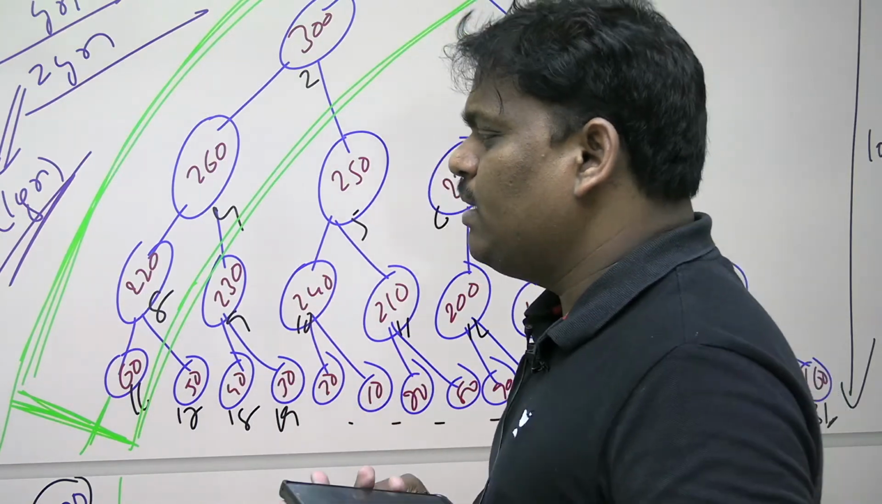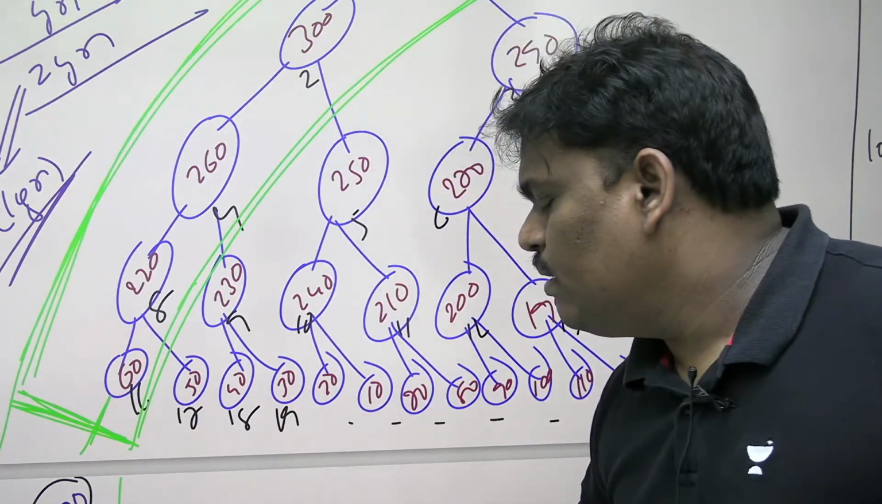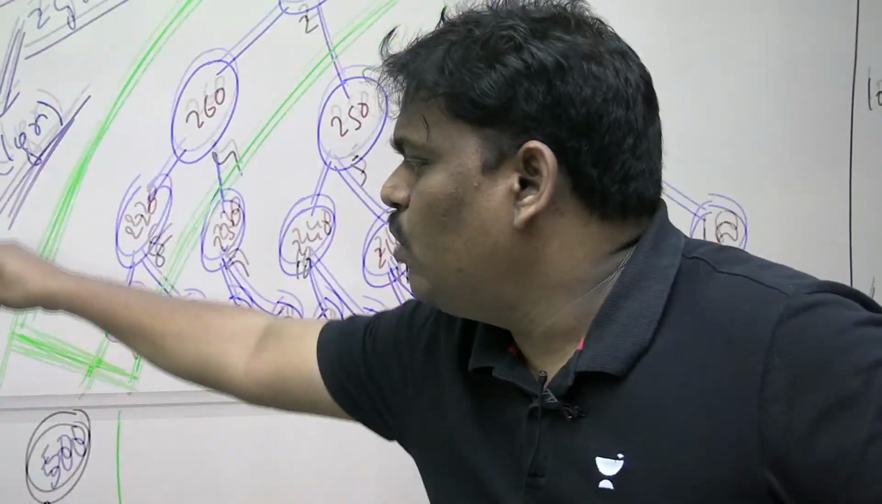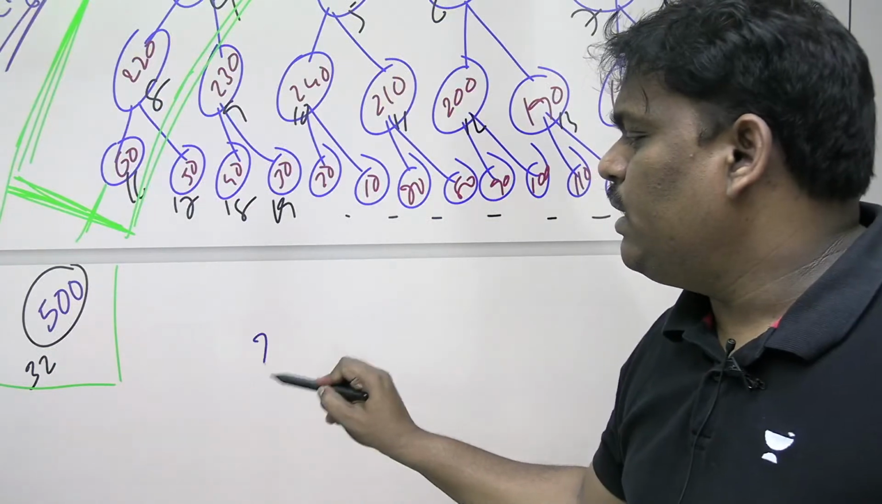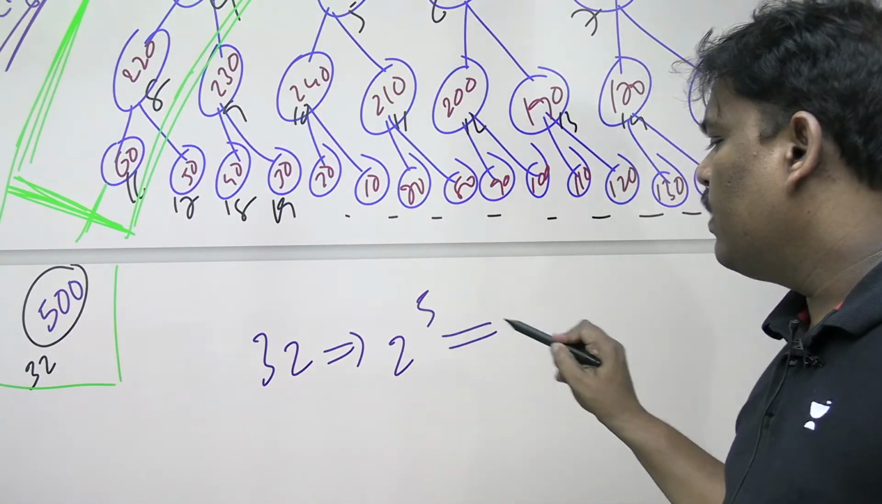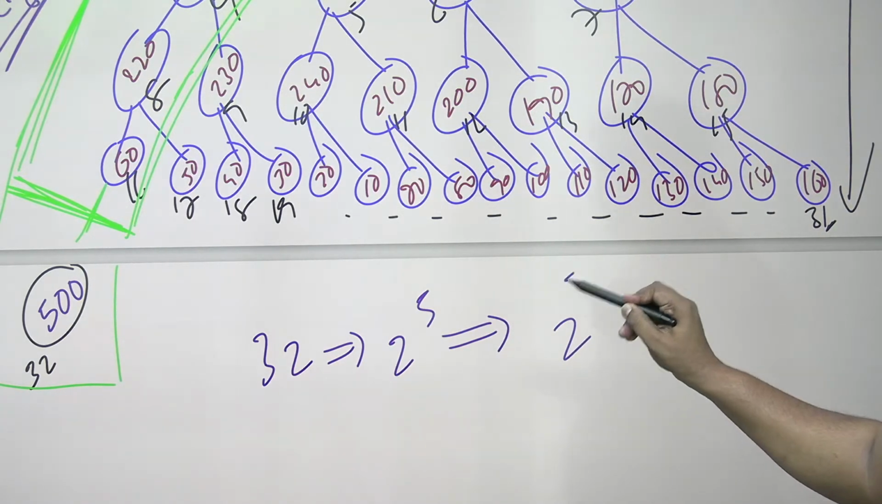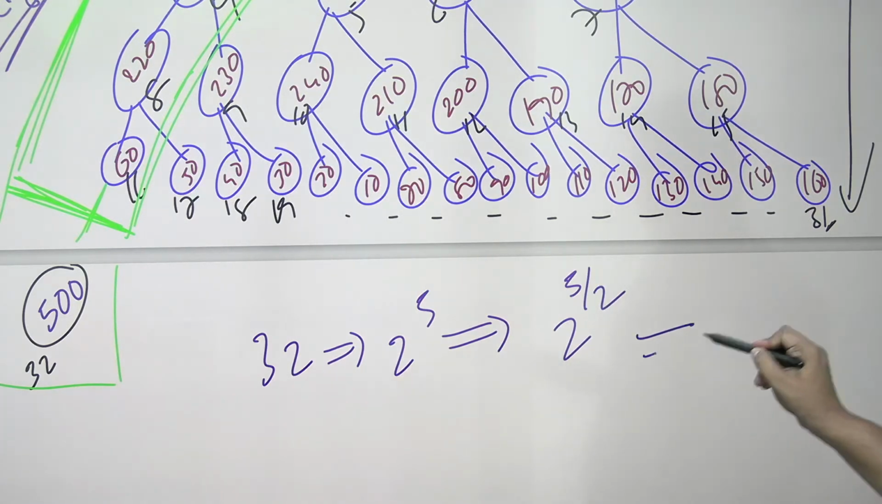Some people are asking, sir, how to apply binary search? Listen, how to apply binary search? Everyone listen. 32. Careful. Very simple. 32 can be written as 2 power 5. So when you say binary search, this power is 5, 5 by 2 you do. 2 power 5 by 2.